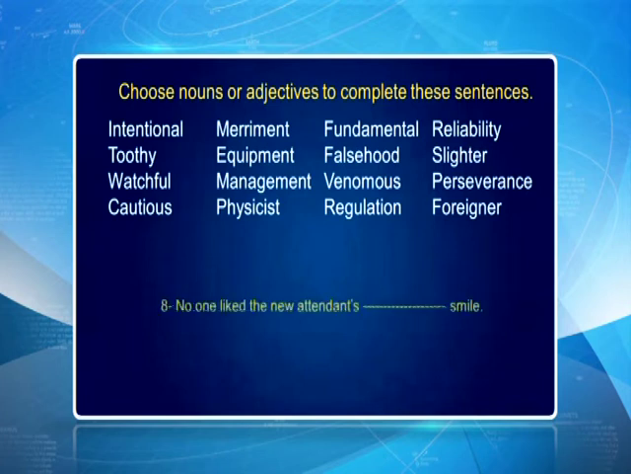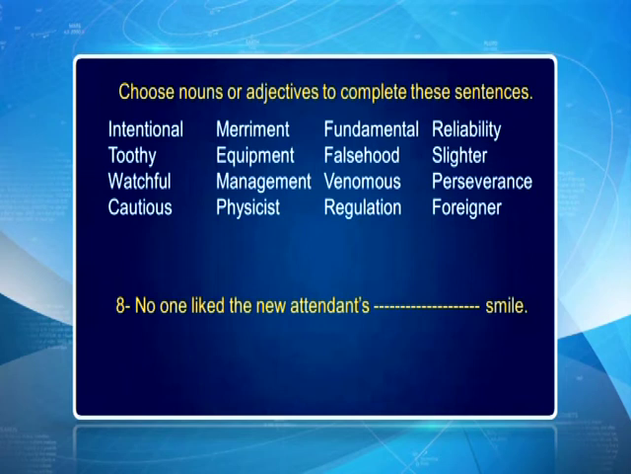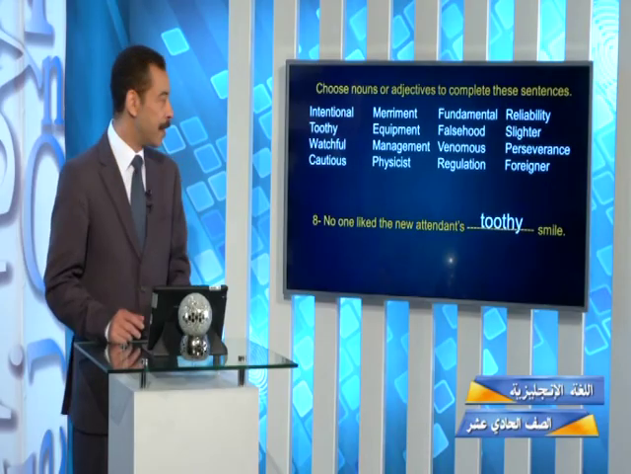And the last one, number 8, says, "No one likes the new attendant's blank smile." So we need a word which describes smile. So from the list, do we need a noun or an adjective? Something describing a smile, so it is an adjective. Which one can go here? It is a toothy smile. That is a smile which shows a lot of teeth.